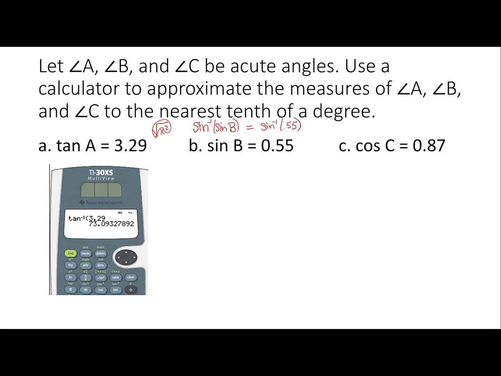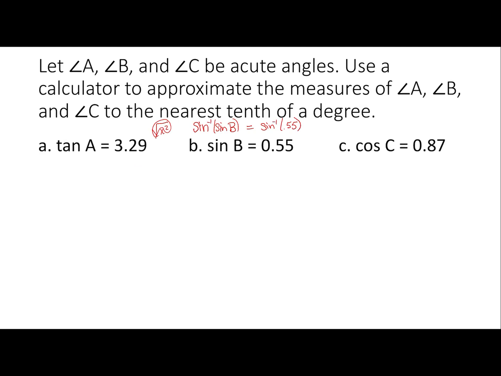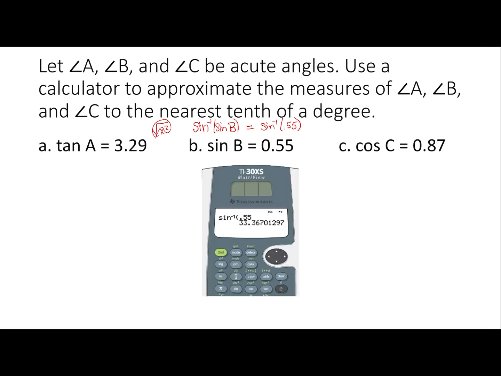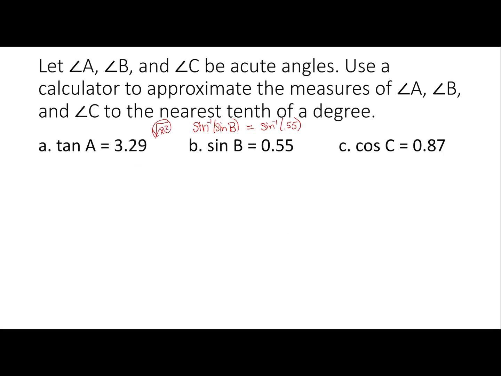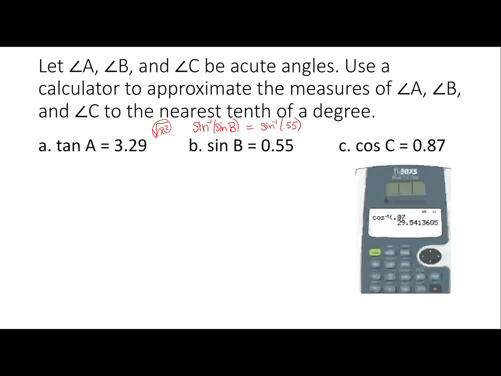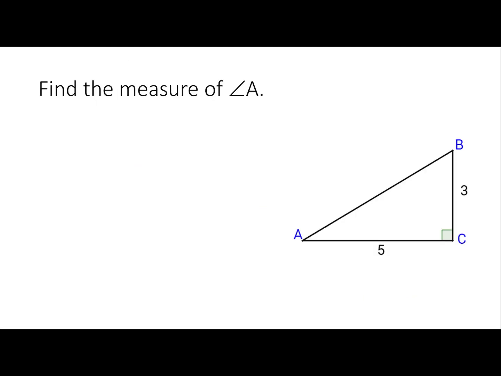So second sine, 0.55. Did you get 33.4 degrees? Hope so. Next one, we want to get to the angle C, so we're doing an inverse cosine of the cosine of C, and that means we are going to press the second or shift of cosine and then 0.87. Did you get 29.5? Good job.